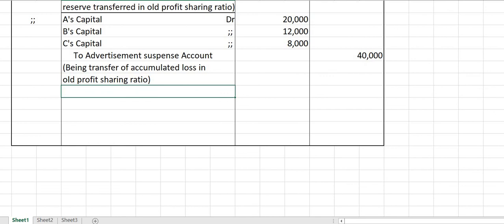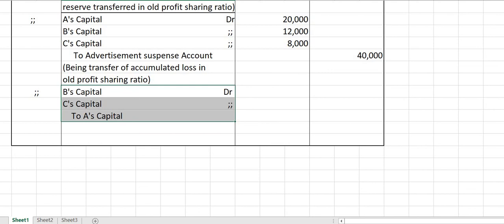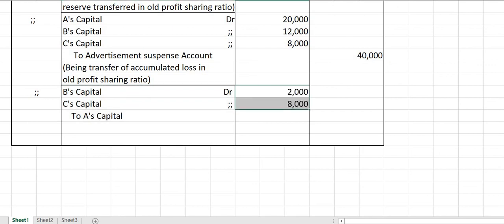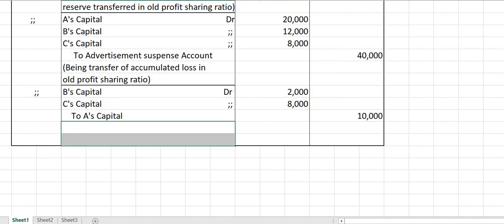And here comes the last journal entry, sharing of goodwill. B's capital debtor, C's capital debtor to A's capital, because A has to get the money from B and C. B and C have to pay 2,000 and 8,000 rupees, and A will get 10,000 rupees. And the narration is being adjustment of goodwill on change in profit sharing ratio.